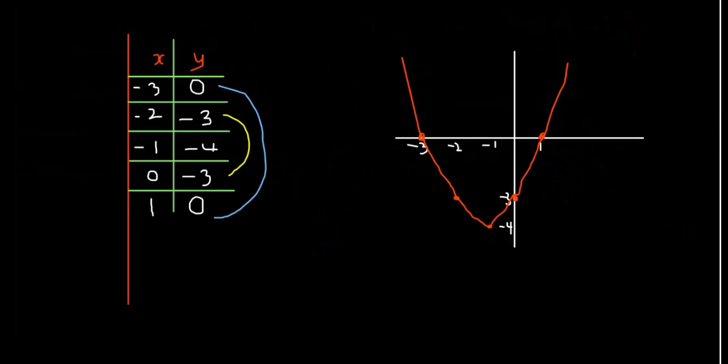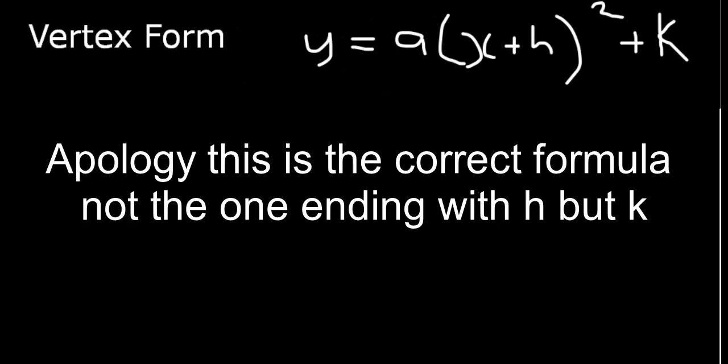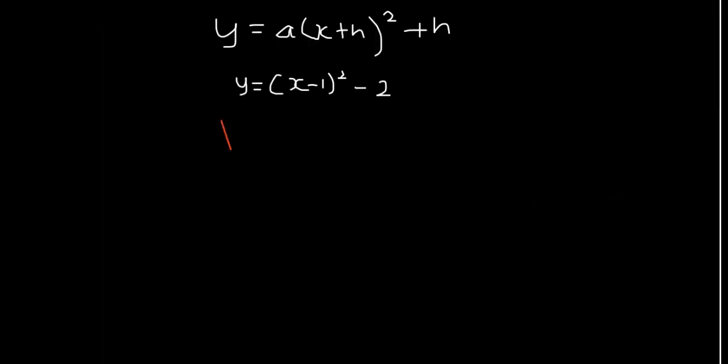Now we move to another equation, which is the vertex form equation. It's y equals a times x plus h all squared, then plus k. Say we've got y equals x minus 1 all squared minus 2. Your vertex point will be very, very easy. You just say the vertex will be 1, negative 2. That's our vertex point. I'll tell you why.